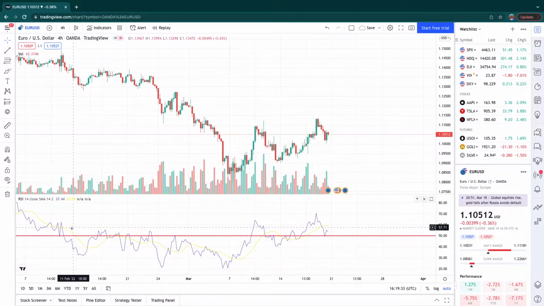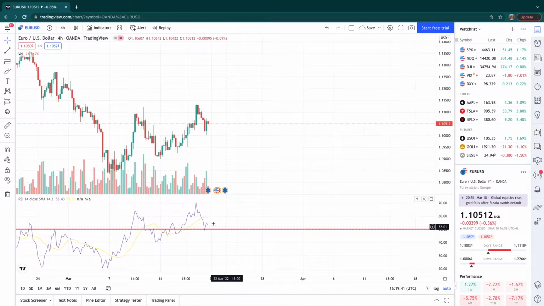So what you would do now is, every time that this pair gets to, let's say, the middle, as you can see here, you go down, and then essentially once it's slightly past the line, you would then either buy or sell.